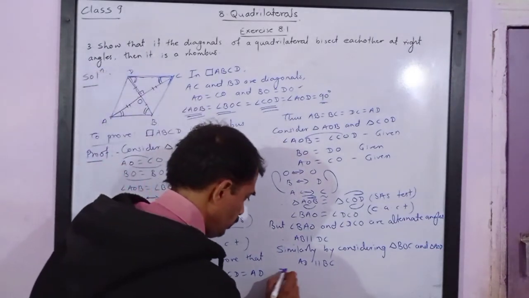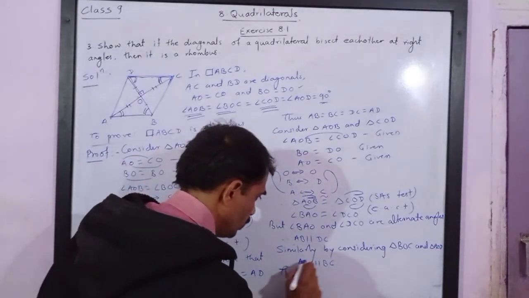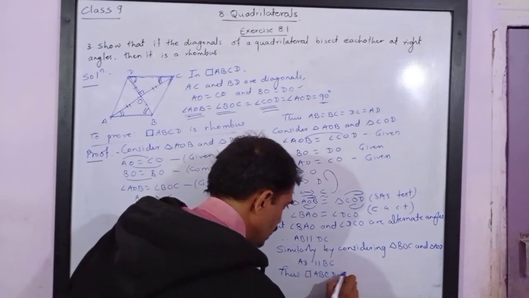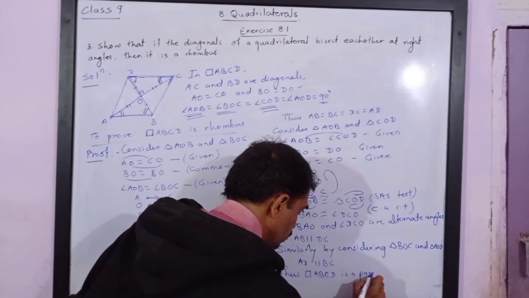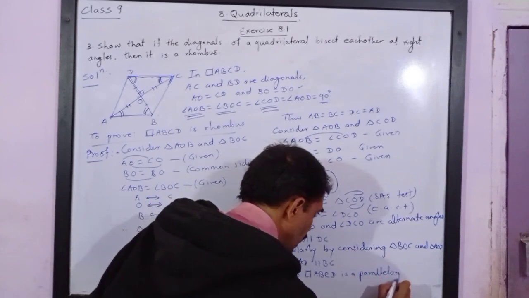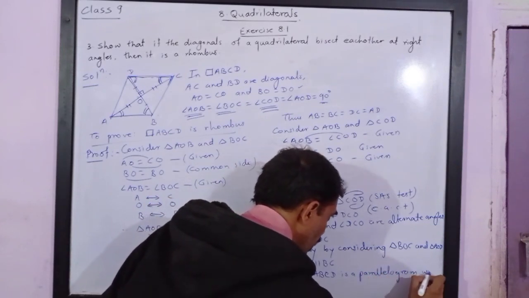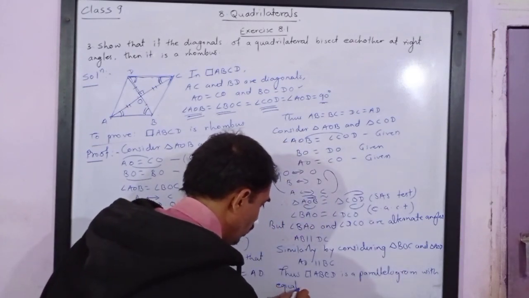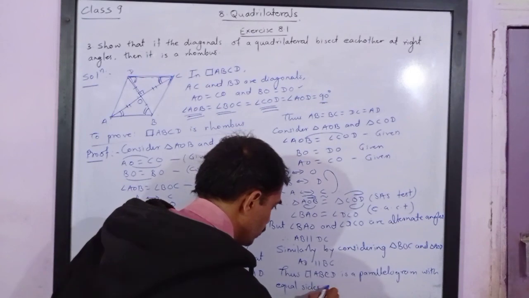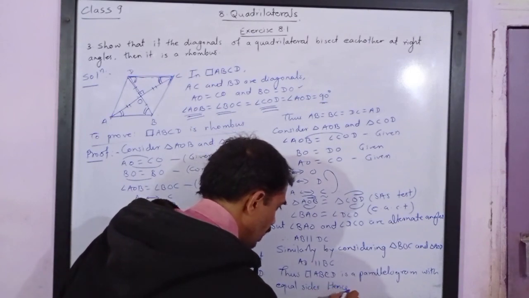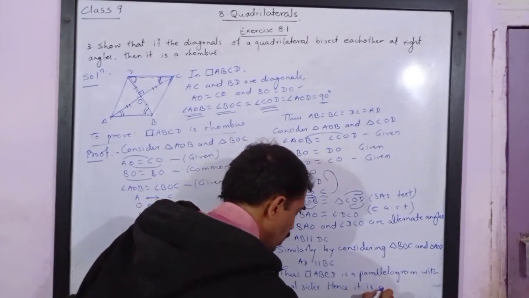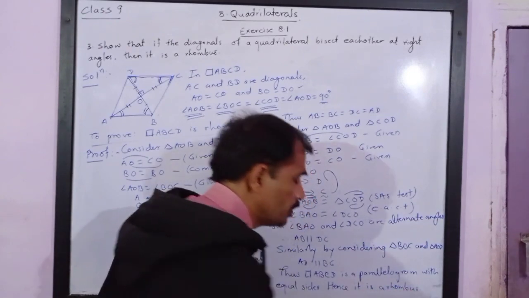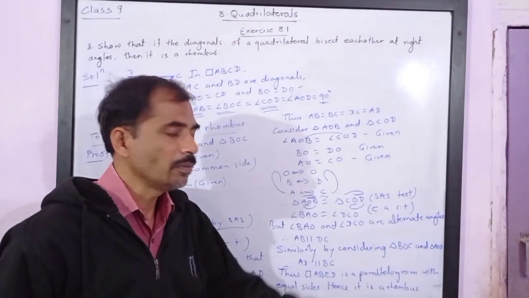Thus, quadrilateral ABCD is a parallelogram with equal sides. Hence, it is a rhombus. In this way, it can be proved.